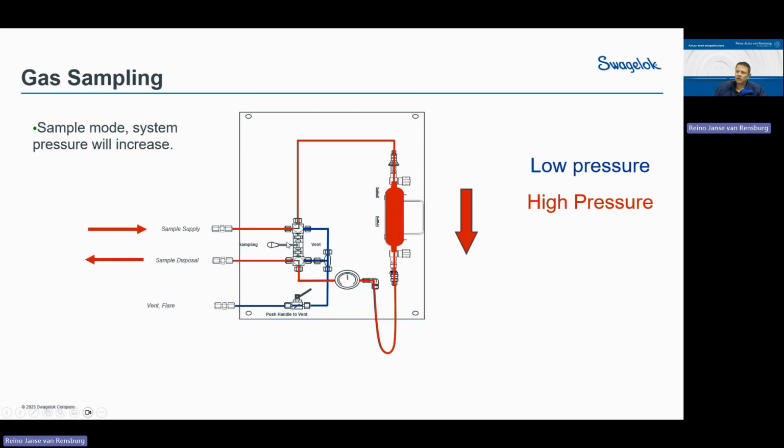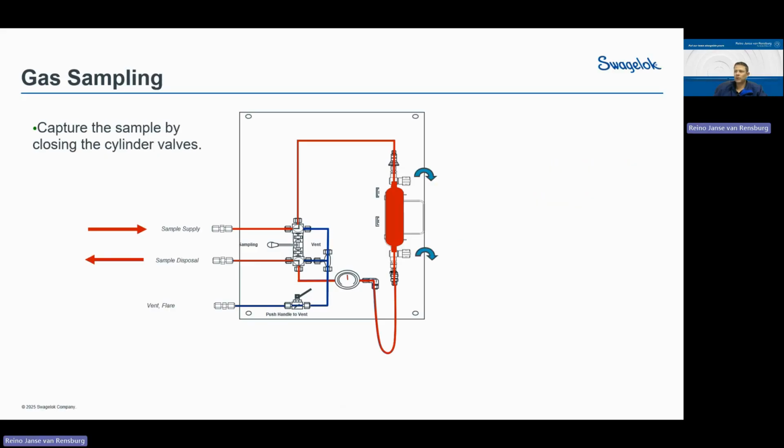Okay, so once we've got our system flowing, you can flow it for a little bit to make sure you get a nice full cylinder and that any sort of air or nitrogen which you use to purge your cylinder is completely washed out. Okay, now we close the valves on our cylinder because we want to capture that sample. Okay, once we've got our cylinder sampled, we're going to switch our sampling valve to vent. Okay, and then when you push this little handle at the bottom, we basically vent out.